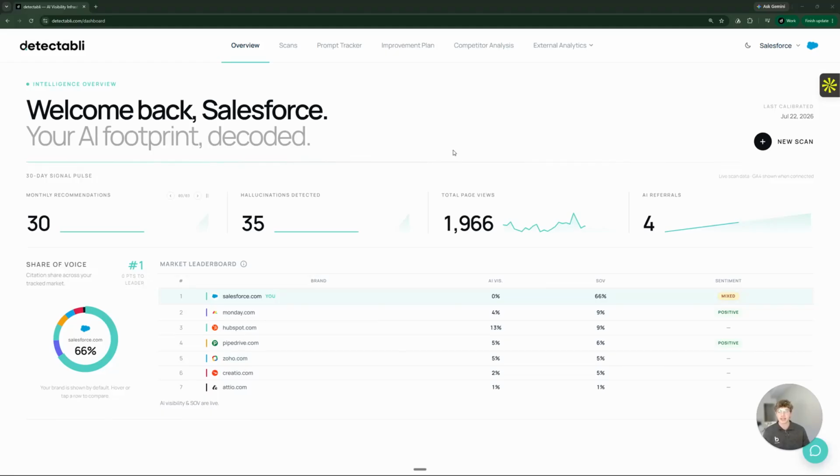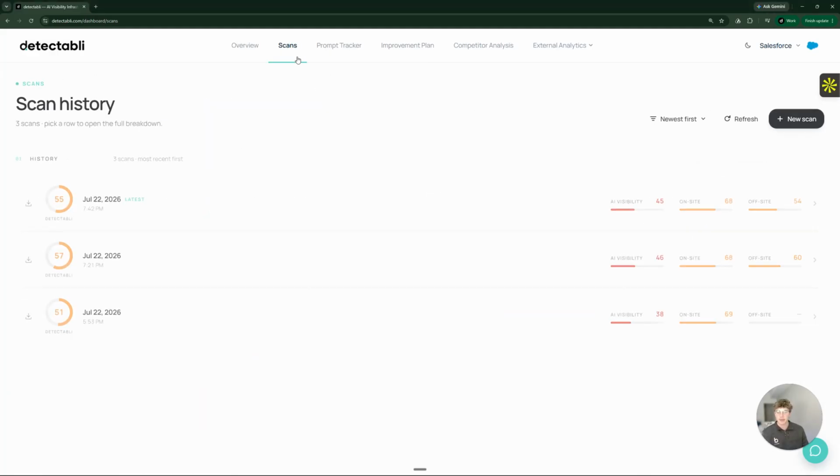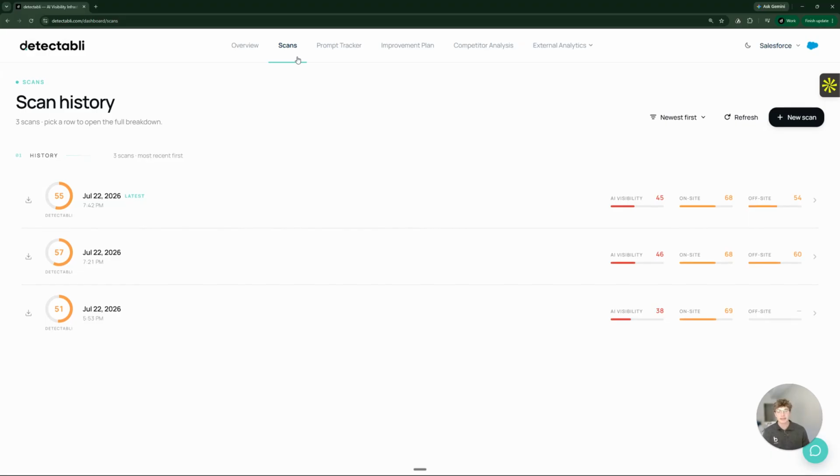When you open up the Detectabli platform, you're greeted with an overview screen that gives insights into your and your competitors' AI presence, as well as an understanding of the competitive landscape. Moving right into our scans page, our scan is our system that audits your AI presence and AI visibility. We do this to start understanding how and if AI engines are actually seeing you.